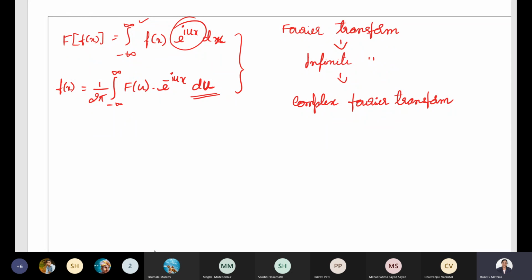Then I have given briefly certain properties. Then we have also discussed Fourier sine and Fourier cosine transforms. The formulas I had given, and we discussed 2 questions based on that. So let's discuss a few more questions in today's class.